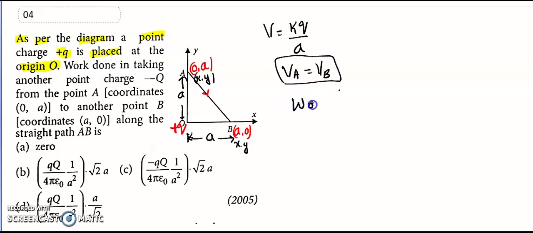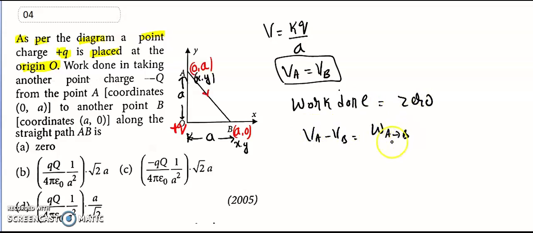Then what is the work done? The work done is equal to 0. The potential difference, V_A minus V_B, is equal to the work done from A to B divided by q₀. The potential difference is zero, so the work done is equal to 0. That is option A, the right answer for the 4th question.